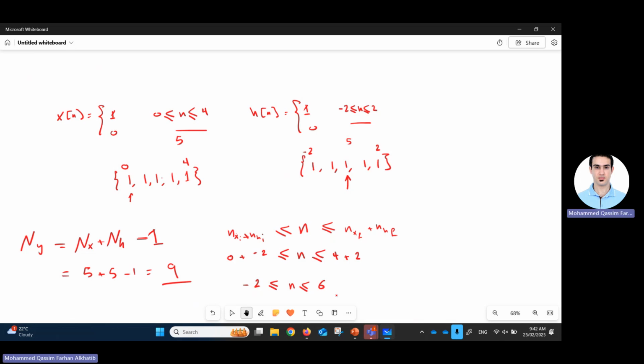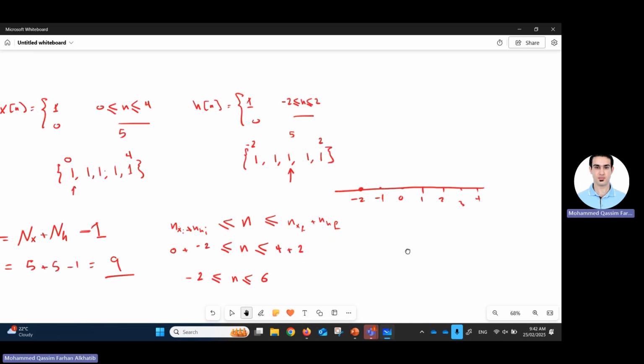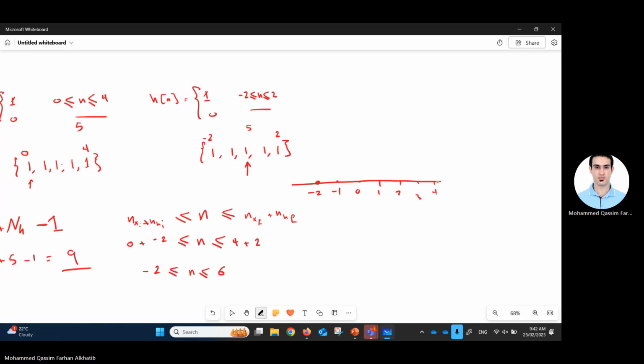So simply now I can have my output. I know my output will have values from -2, -1, 0, 1, 2, 3, 4, 5, and all the way to 6. So these are where my output will be.